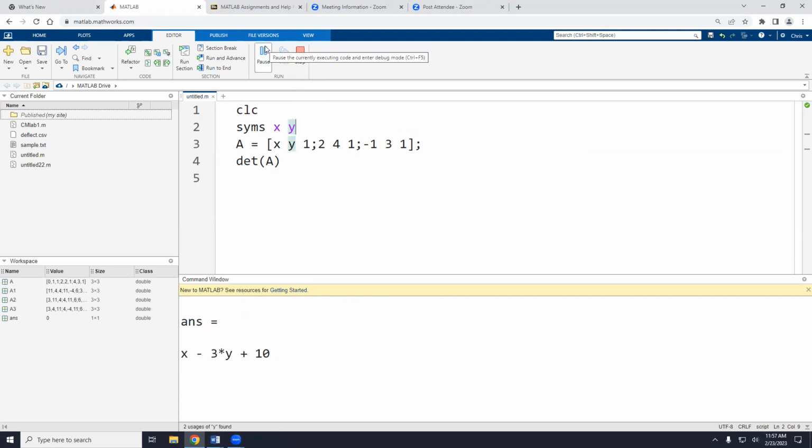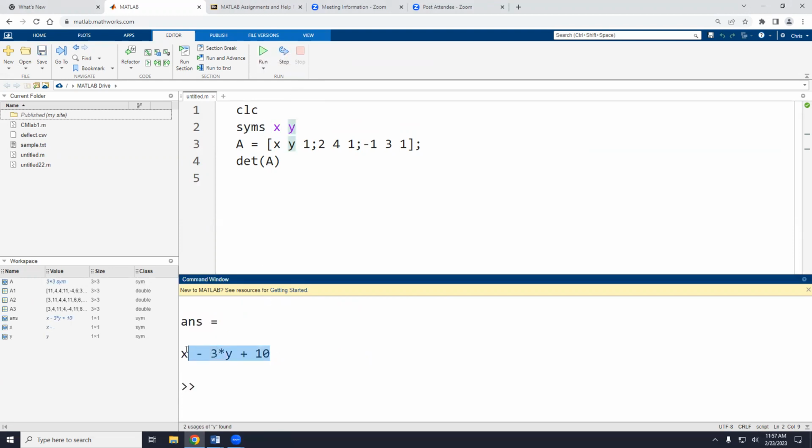All right, so I run it, and I get this. So that's going to be my equation: x minus 3y plus 10 equals 0. And remember, folks, that's the general form, ax plus by plus c equals 0.